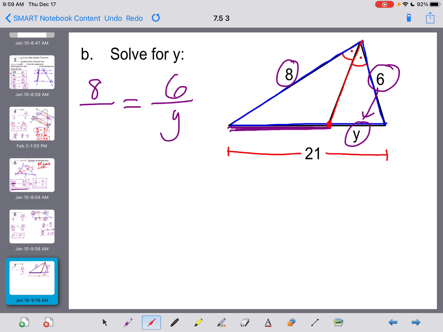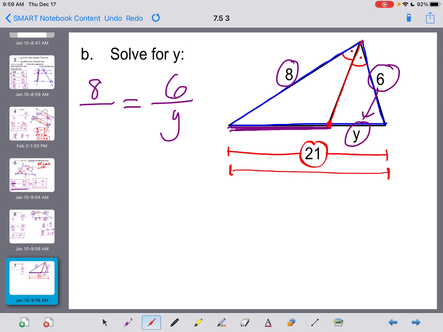And if you're not sure what goes there so far, hopefully you hear this explanation and it makes a little bit of sense. This entire bottom side, from the left all the way to the right, has a length of 21. Now let me throw some theoreticals at you.